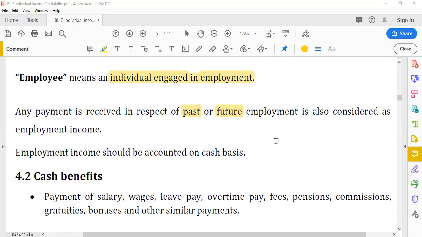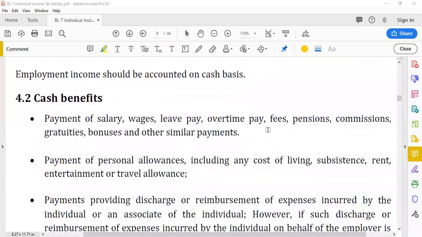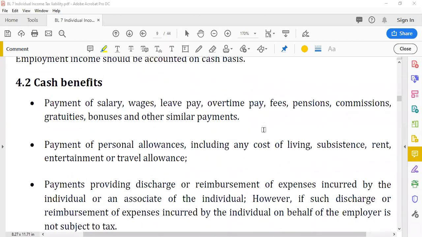You are not currently an employee. Anyhow, you will get an employment opportunity from that company. Due to this arrangement, you are getting some sort of income. So that kind of income payment should also be treated as employment income. Clear? Please respond. Is it clear? Okay.